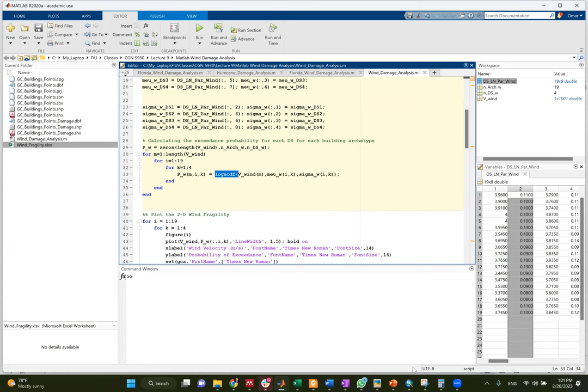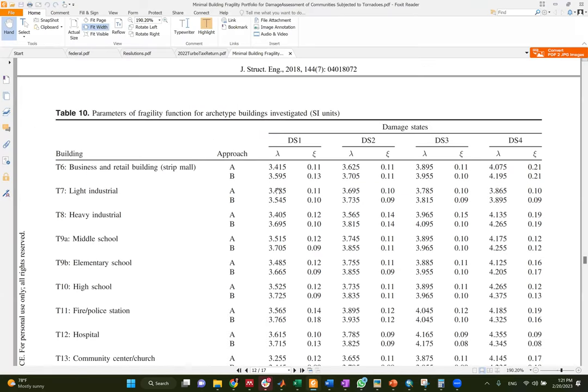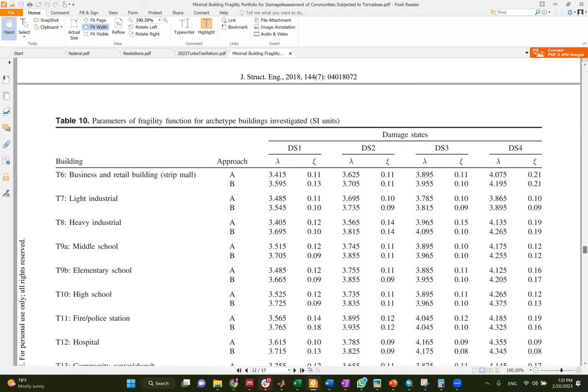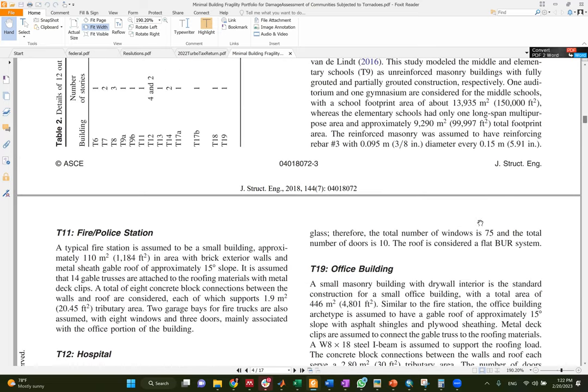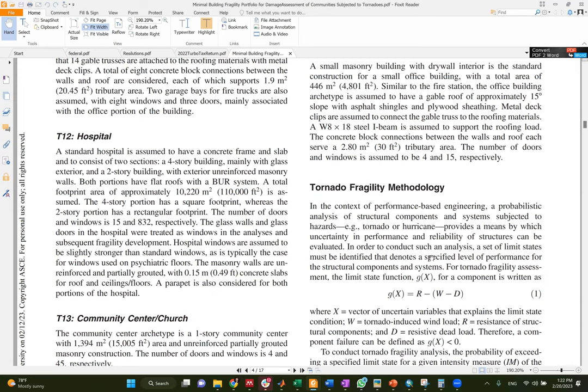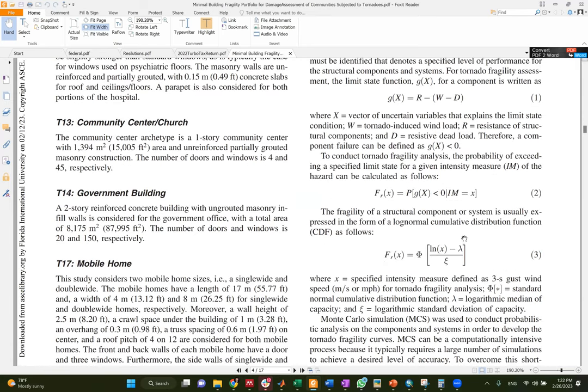Because this is not normal. The values here are the log normal parameters of our fragilities. We don't fit fragilities with a normal distribution because a normal distribution has a negative side, and wind speed will never be negative, or flood depths will never be negative. That's why we always fit the fragilities as a log normal function. If we go up in this paper, it shows how the log normal fitting function looks like. This one is the CDF fragility function, ln x, and then you have lambda and xi.